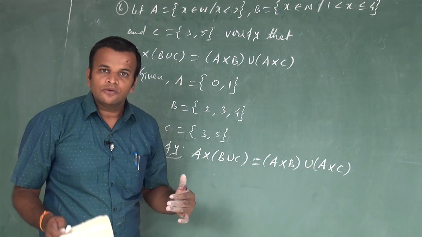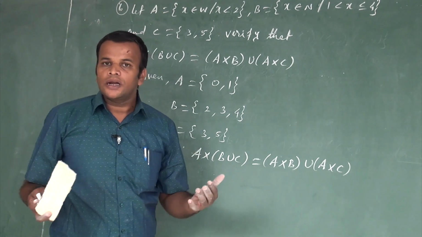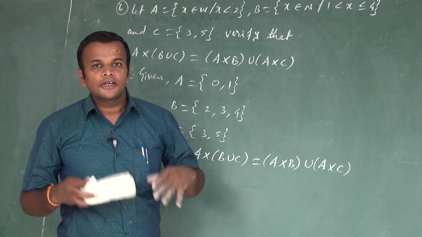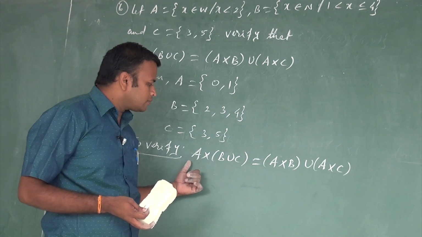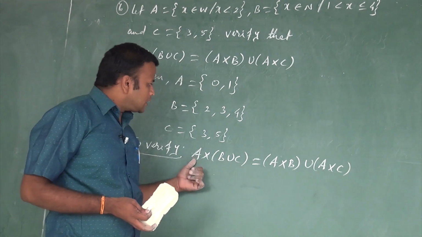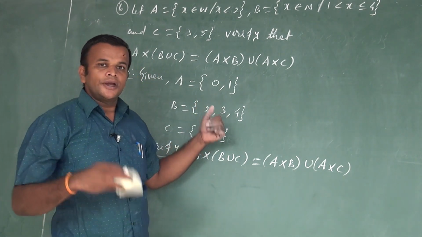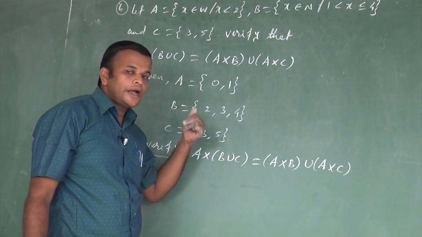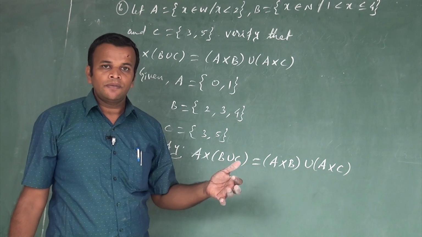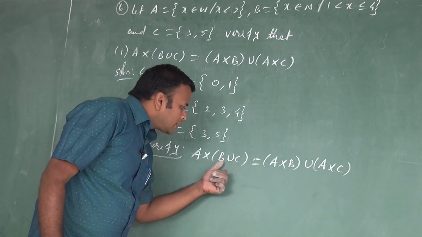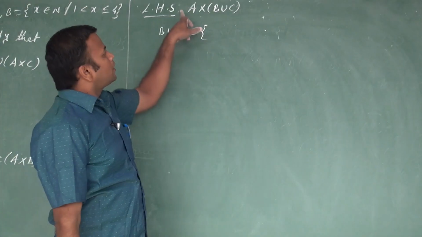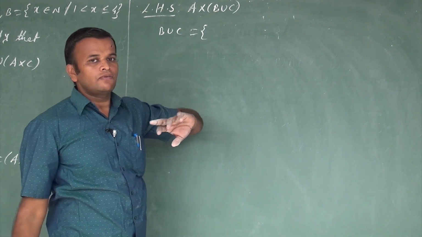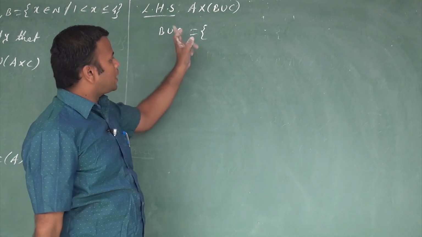So the next step is to find the union of B and C, because we need a Cartesian product of these two sets. The set A is already there, so the next step is to find the union of these two sets B and C. A cross (B union C): first we find the union of B and C.